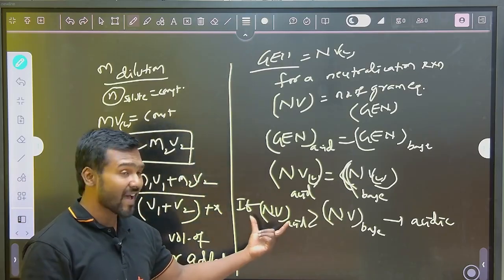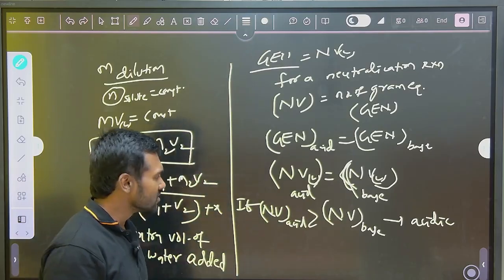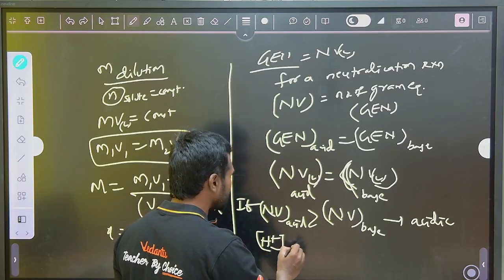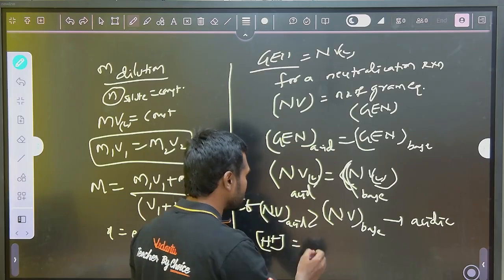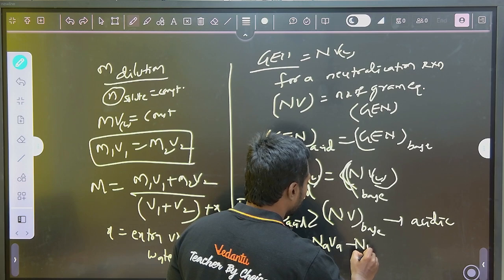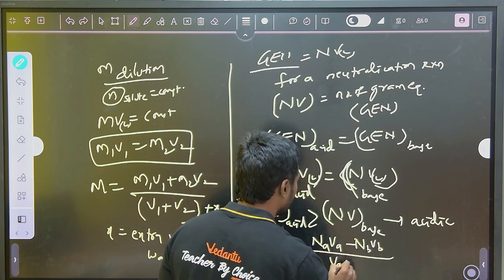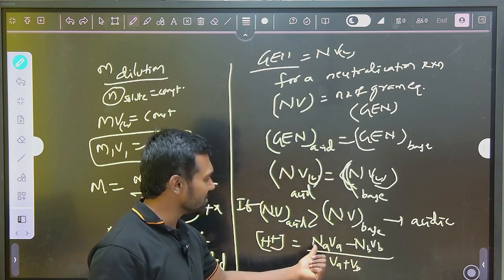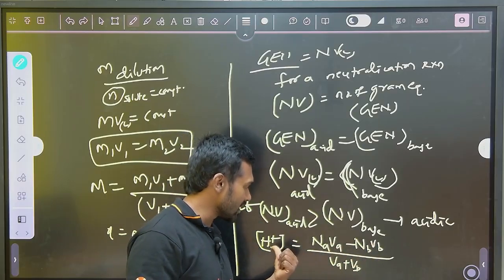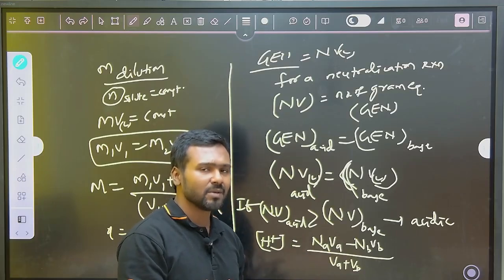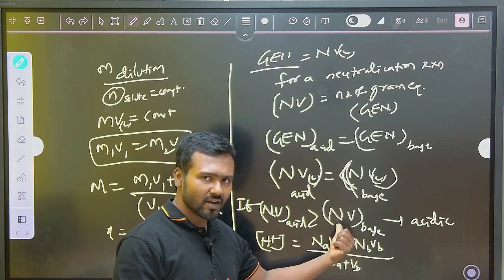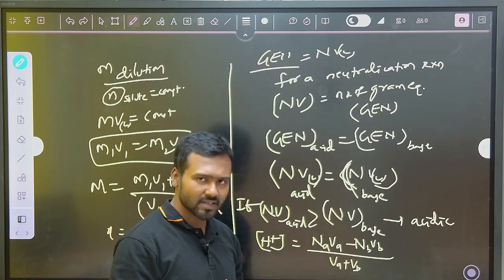Because the number of gram equivalents of acid is greater, and base is less. Since it is an acidic solution, you have to find the H plus ion concentration so that you can find the pH of the solution. So NaVa, where A means acid, minus NbVb, where B means base, divided by Va plus Vb: the number of gram equivalents of acid minus that of base, by total volume. Then you will get the H plus ion concentration and can find the pH when gram equivalents of acid are greater than base. The resultant solution is acidic.